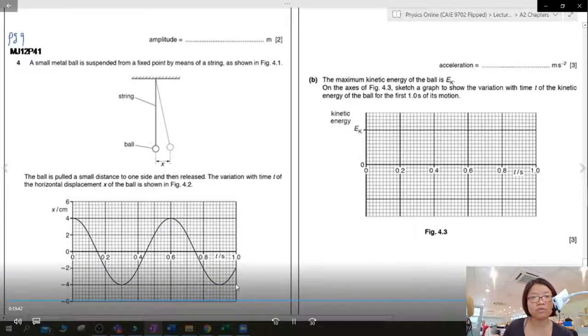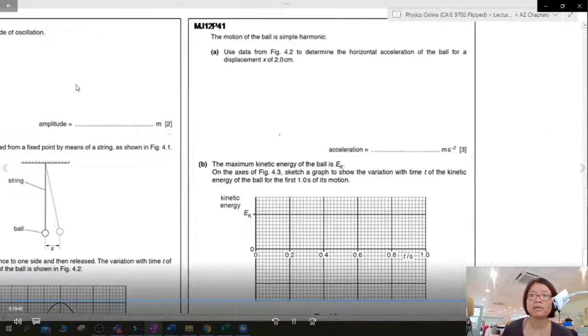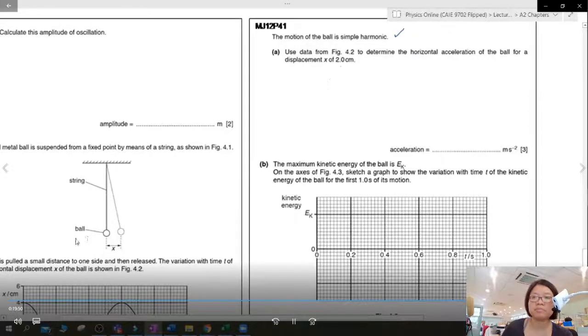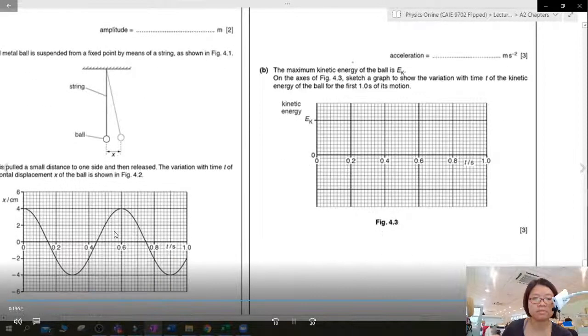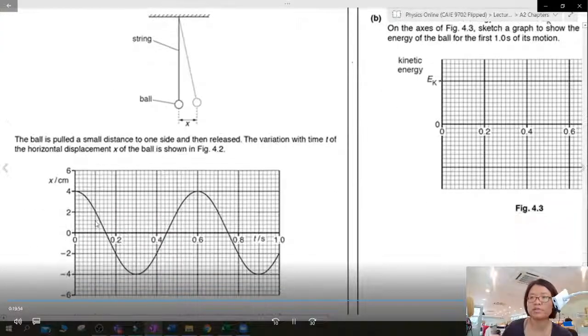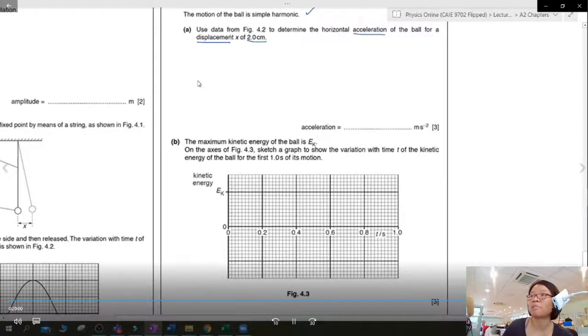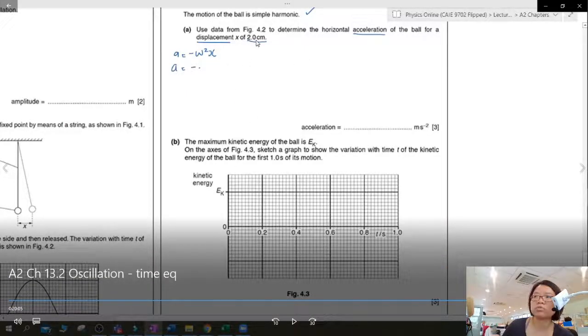And the final question that we'll discuss in this example is a bit earlier. This is in page 9, May June 12, paper 4.1. Okay, so this one you're given a simple pendulum, and the displacement of the pendulum is expressed in this cosine graph because the timing starts at maximum displacement. Okay, can be sine, can be cosine. This is what I meant. Use the data to determine the horizontal acceleration of the ball at the displacement x equal to 2 cm. So don't forget the equation that defines simple harmonic motion.